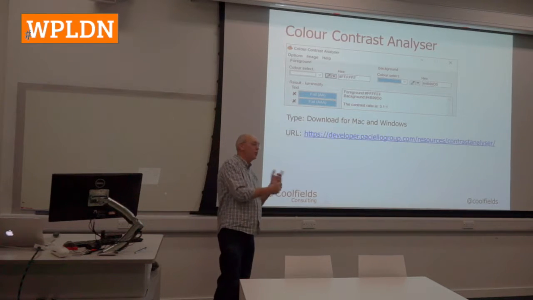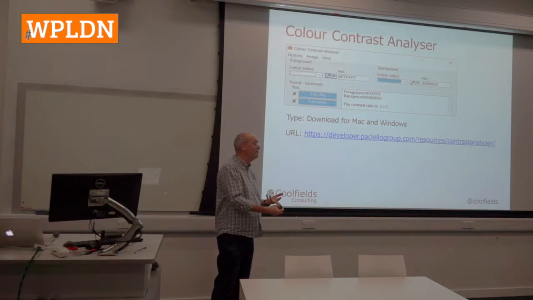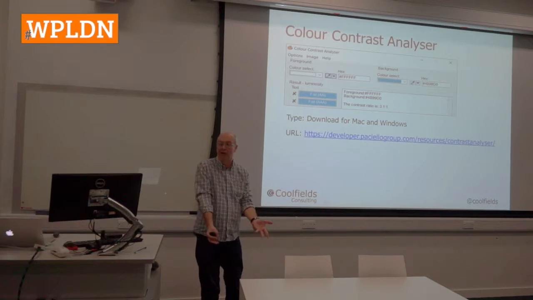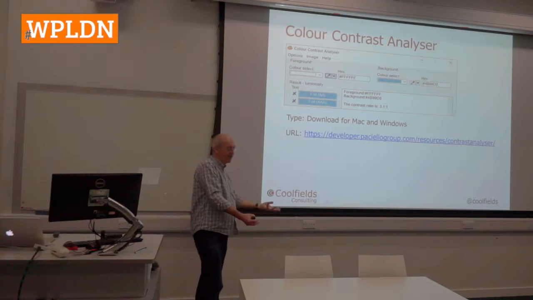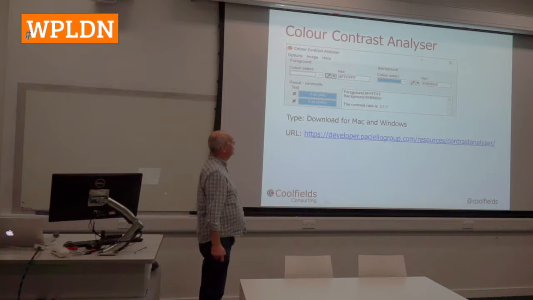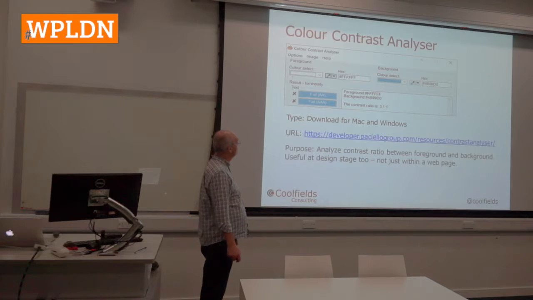The great thing about this is that because you're using the colour picker, you can do it when you're using Photoshop or whatever design tools you use before you even put it into a website. So you've got a design from somebody, you can say, let's have a look at the colour contrast of this and see if it's sufficient before you even commit to code.